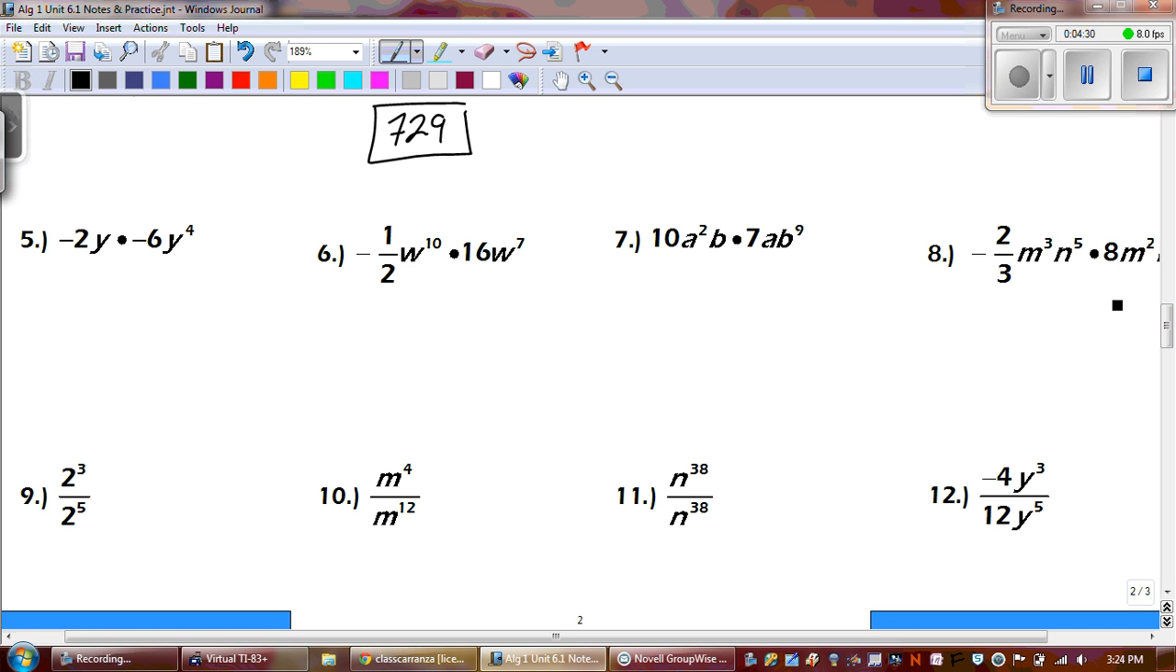Okay, let's look at number 5. So number 5, once again, let's take a look. We have coefficients, so we have to take care of the coefficients first. -2 times -6 is a positive 12. Now let's take a look at the y's. Remember, that is y to the first, and we're going to add those exponents. So what is our new exponent? 4 plus 1 is 5.